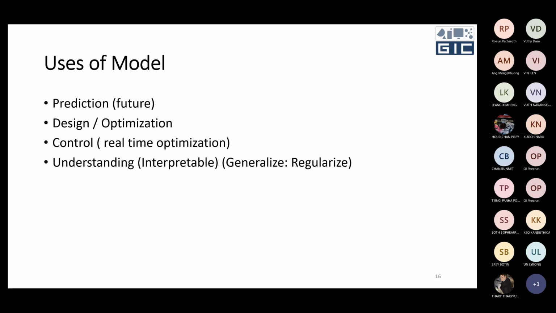The other thing is understanding the interpretability or generalization of the system. For example, I try to make a noodle soup. I can make a regular recipe to be standardized, for example, the rule of something, regular of something. So you can generalize it to make it a regular system.